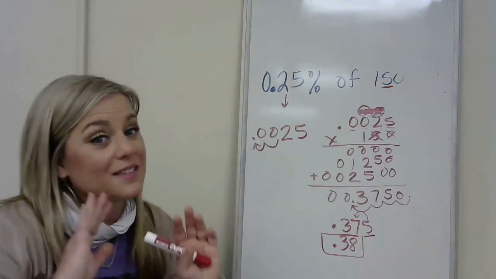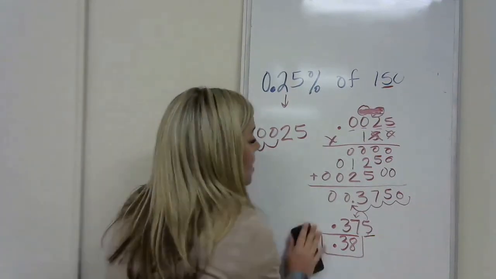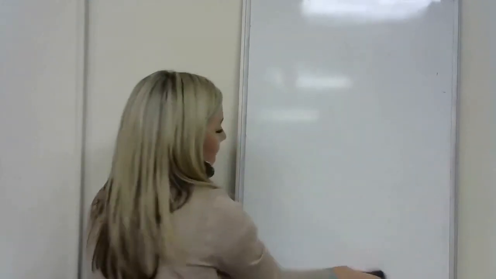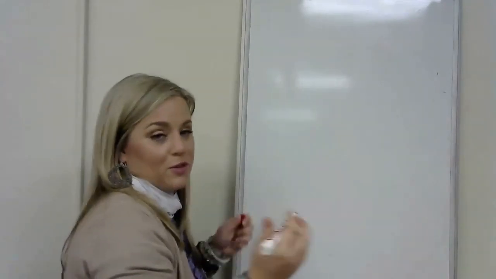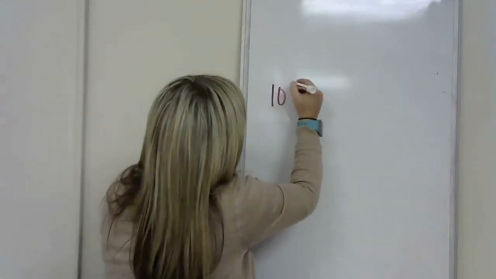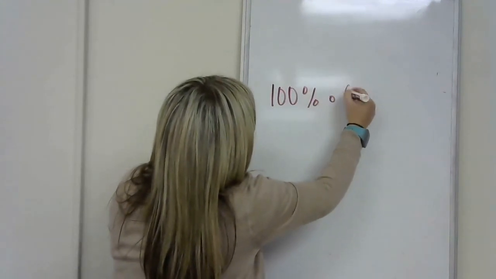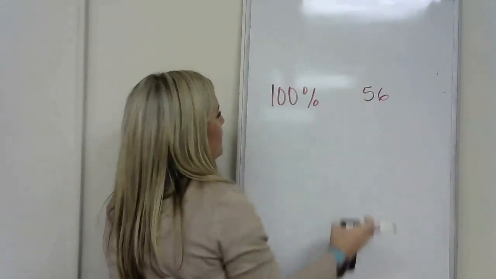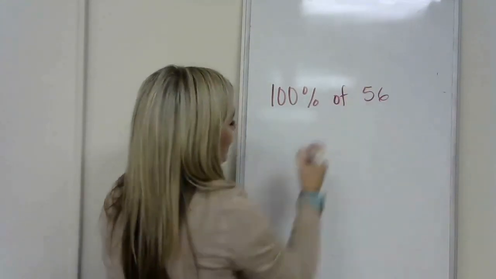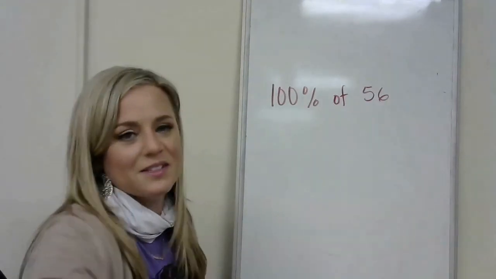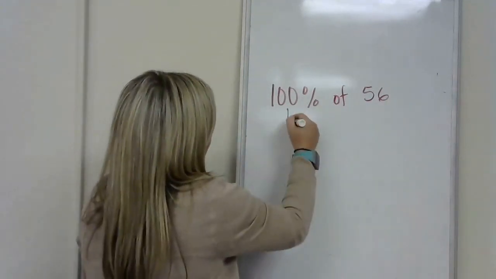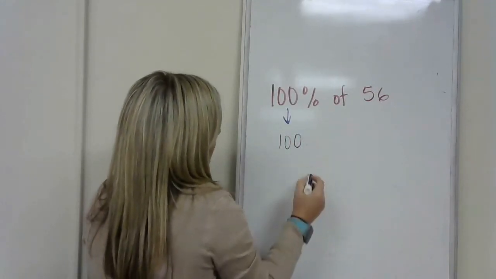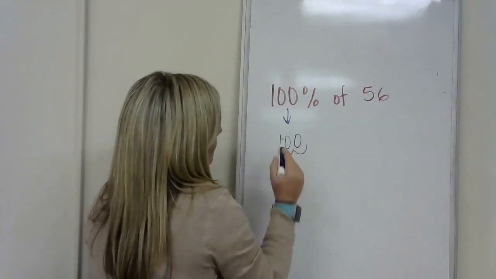Okay? All right, guys, we got one more. And I'm sorry, this is going to be the hardest one. But I'm doing the hardest one with you because I love you and I want you to better yourself. Okay? We're going to do 100% of 56. Okay? Oh, 100% of 56. All right, so we've got to turn this to a decimal, and we have 100. So we just got the number 1.